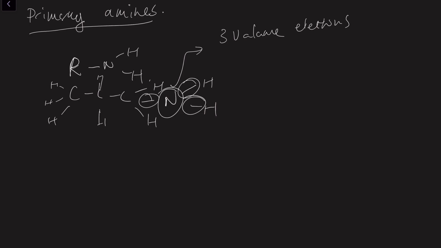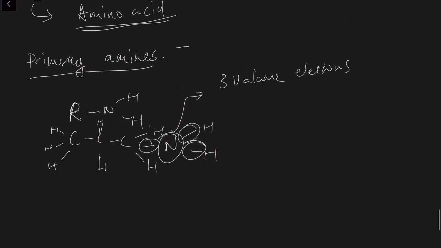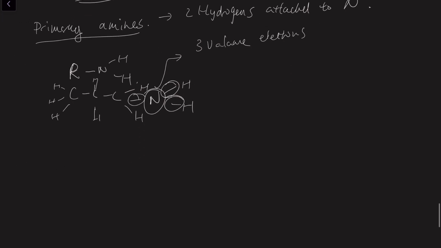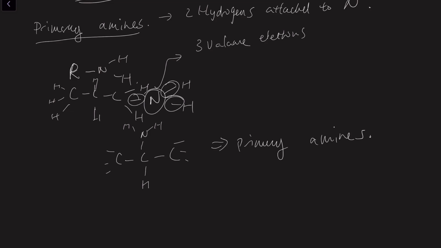Whenever you have 2 hydrogens attached to the nitrogen atom, it is called a primary amine. So even if you have something like this, which is at the middle of the chain, this is still a primary amine, because the nitrogen atom is connected to 2 hydrogen atoms.